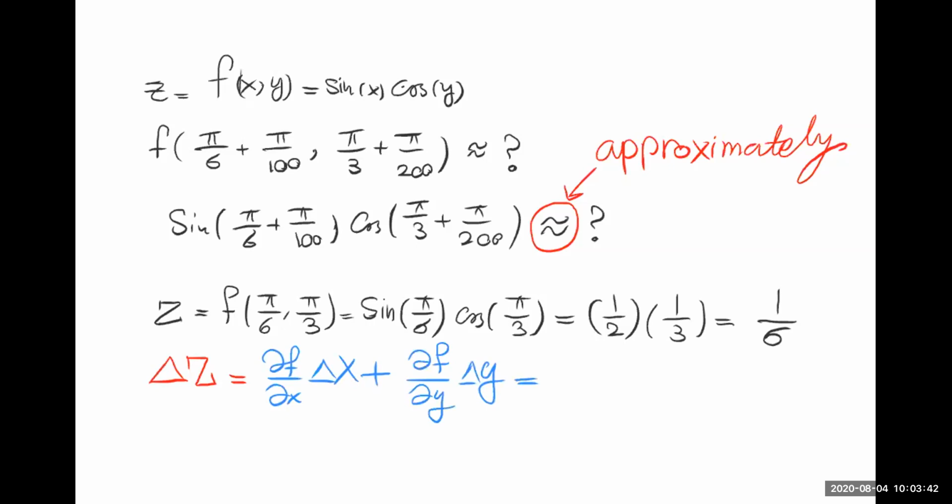Okay, what is the derivative of the function with respect to x? I should take the derivative of sine of x, it's cosine of x. And then we have cosine of y there times delta x, plus, I should now take the partial derivative of the function with respect to y. The derivative of cosine would be minus sine of y. So we have sine of x, sine of y times the change in y, delta y.